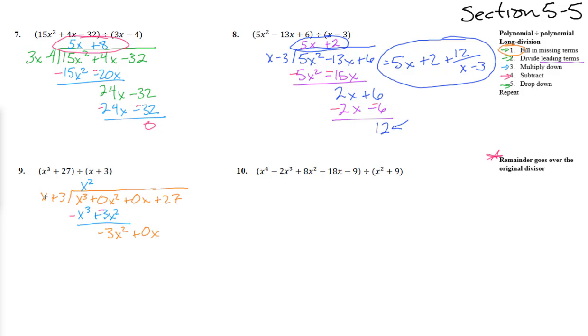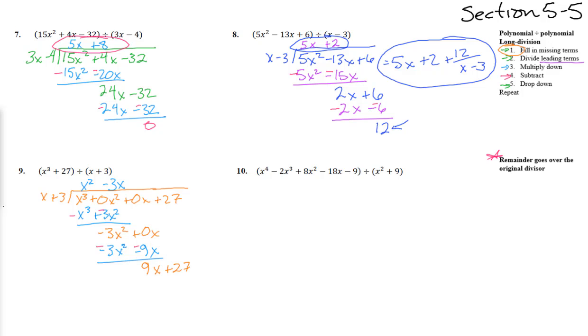Okay, x goes into negative 3x squared, negative 3x times. We get negative 3x squared. Negative 3 times a positive 3, that's negative 9x. And when we subtract, let's see what happens there. Negative 3 minus a minus 3 is 0. 0 minus a minus 9 is a positive 9x plus 27.